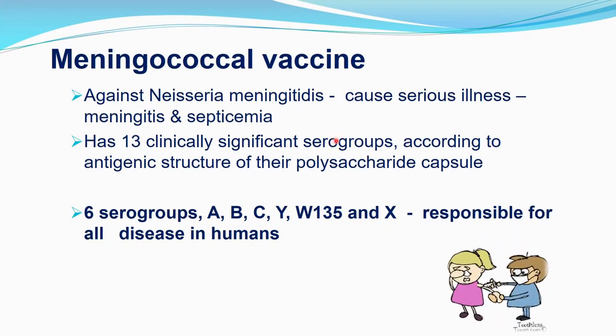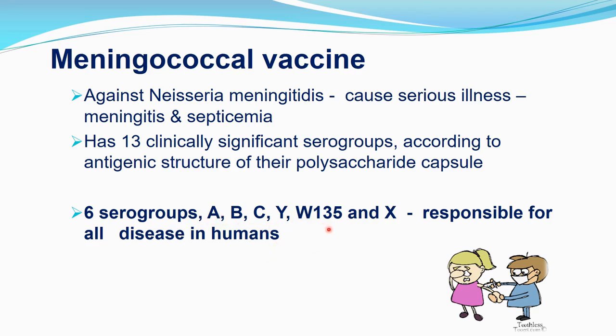Next vaccine is against Neisseria meningitidis, that is the meningococcal vaccine. Neisseria meningitidis causes serious illnesses like meningitis and septicemia. It has 13 clinically significant serogroups according to the antigenic structure of their polysaccharide capsule, but the 6 serogroups A, B, C, Y, W135 and X are responsible for all disease in humans.